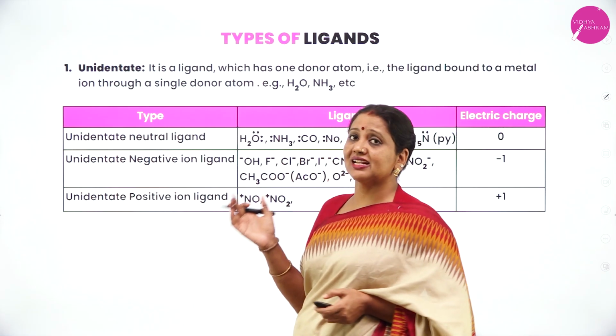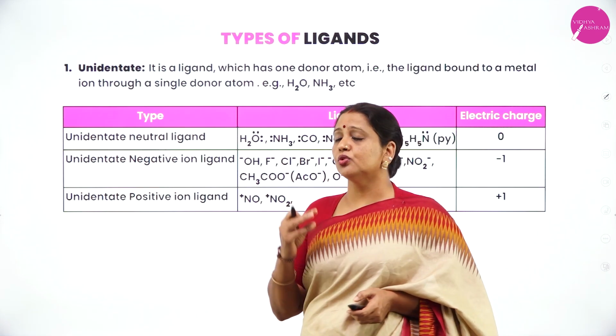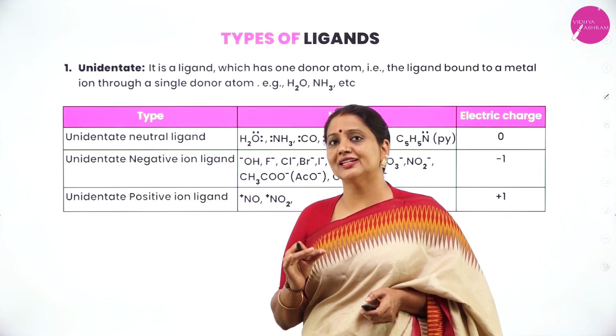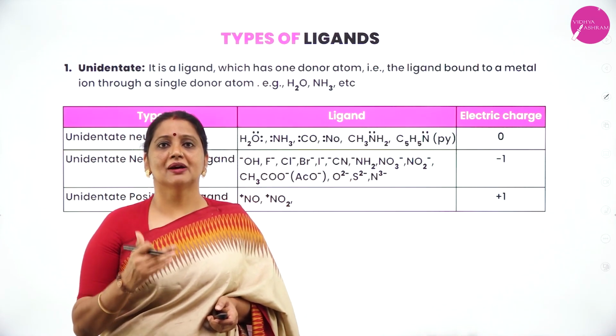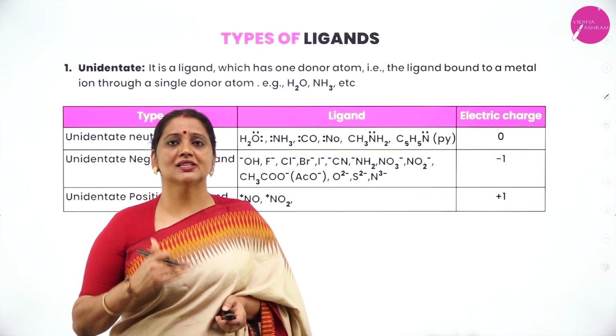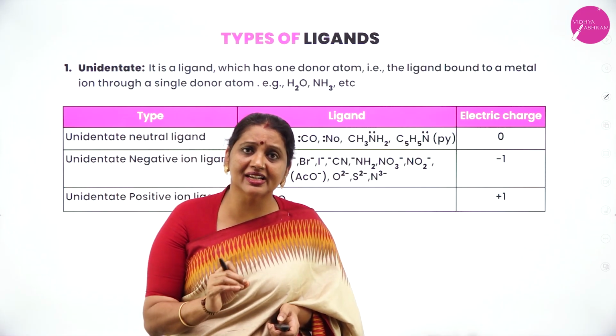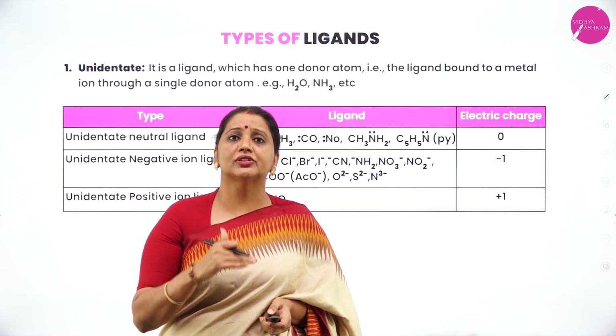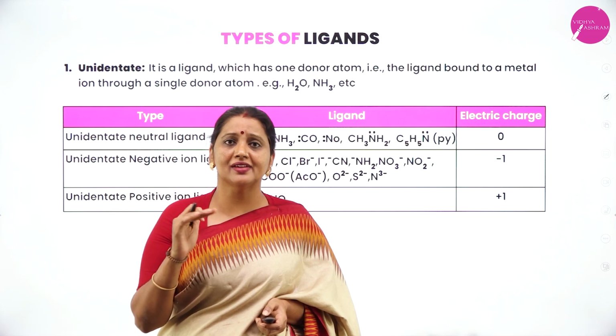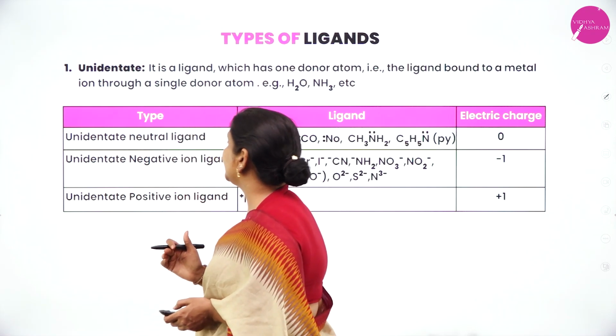So these ligands are classified into different types: unidentate, bidentate, polydentate, ambidentate. What are the types of ligands? Unidentate, bidentate, polydentate as well as ambidentate. The name itself indicates: uni means one, bi means two, poly means more than two, that is 3, 4, 5, etc. Okay, what are unidentate ligands?